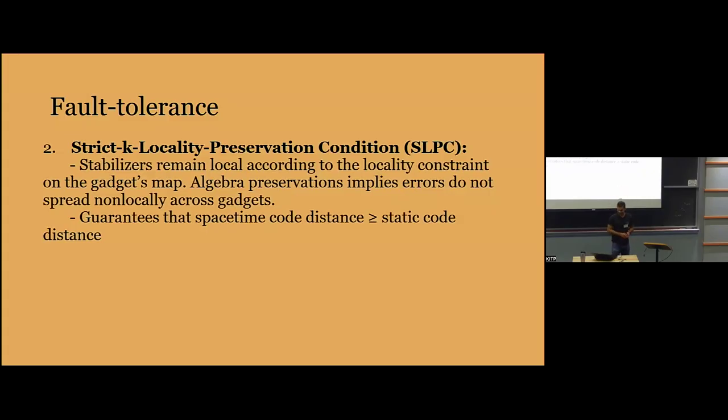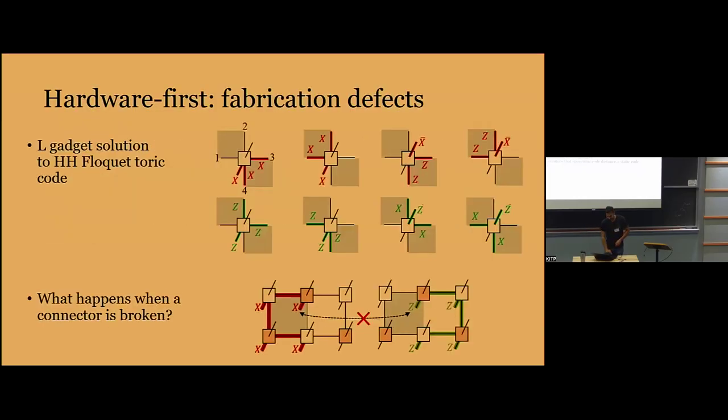And this sort of condition intends to make your construction not suffer from something like hook errors that can reduce the distance by a constant factor. Okay, so that's the way we try to guarantee that the space-time code distance is greater than the code distance of the static code for which we are considering this syndrome extraction protocol.